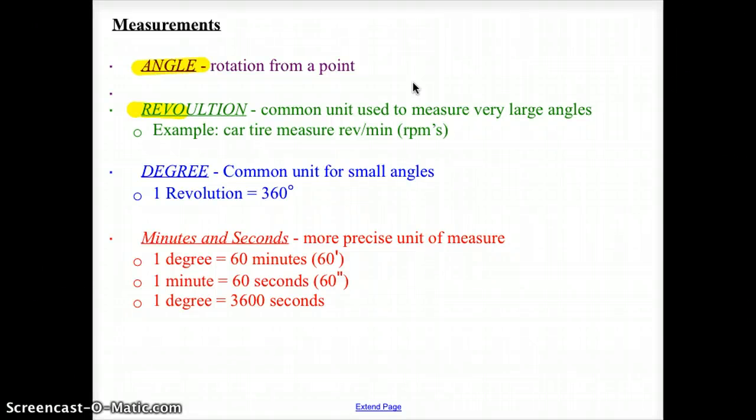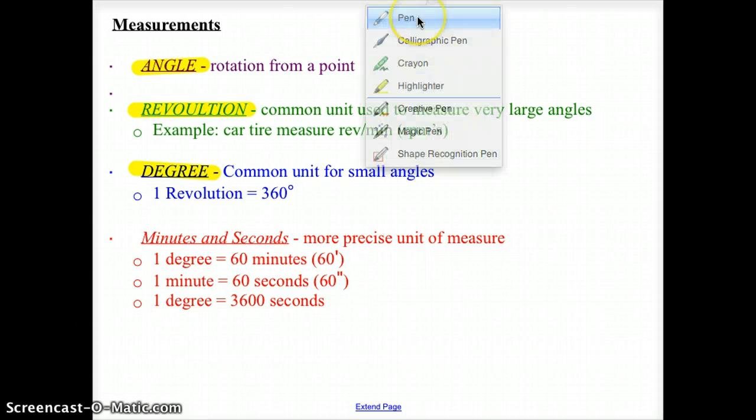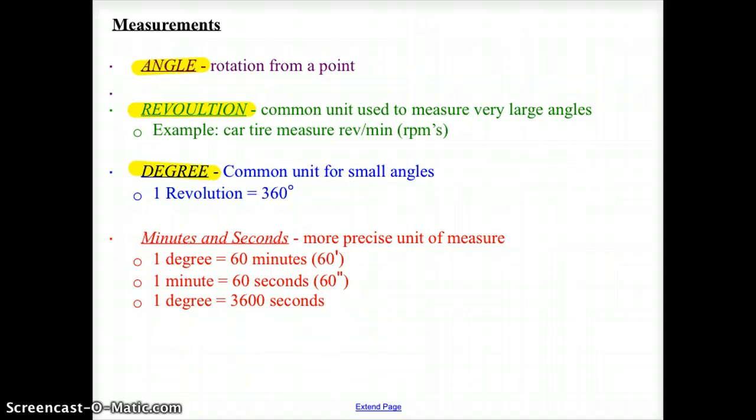We have the word revolution, which is a unit used to measure very large angles. For example, if I want to talk about the degree that a car tire rotates, instead of talking about degrees, I could say it rotates 3 times or 3 revolutions. A degree is a common unit for a small angle. And then one conversion factor that you should know is that 1 revolution is equal to 360 degrees. So if I go 1 full circle, that's 1 revolution, or I could say it's 360 degrees.